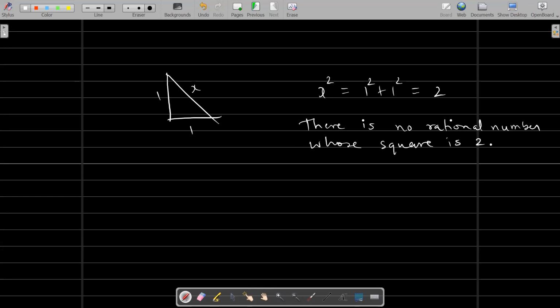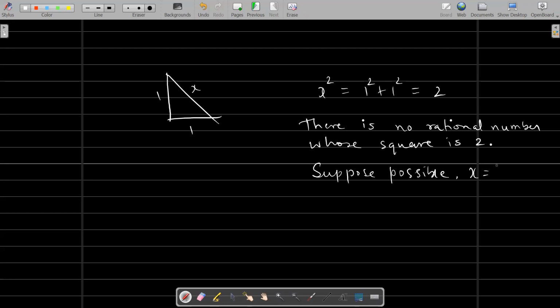Yeah, so the proof is simple and there are various proofs. We'll do one proof here right now. It's a proof by contradiction. Suppose it is possible that x is rational, whose square is 2, right?